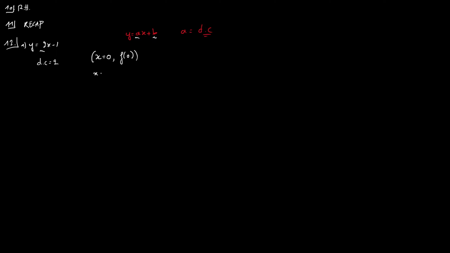So if x is 0, we fill it in our function, and what do we get? We find that y is equal to 2 times 0 minus 1. In other words, when x is 0, y is going to be negative 1. If you really want to write it as a point, you get (0, -1), where this is your x coordinate and this is your y coordinate. So this is going to be your y-intercept.